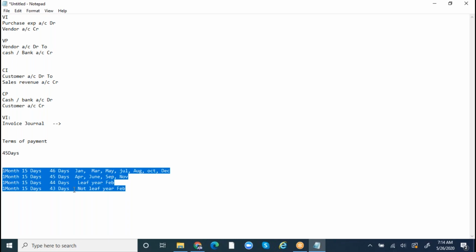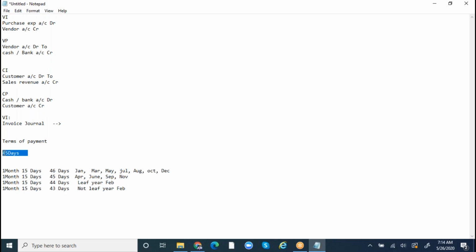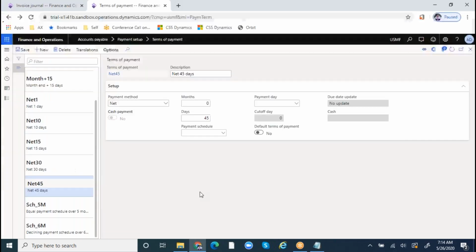I'm talking about the calendar. So 45 days is different from 1 month 15 days. Business people will speak like 1.5 months. Their intention may be 45 days, or may be this one. So you need to understand very clearly. You need to discuss with them whether they really want 45 days or 1 month 15 days. The reason is, whenever you are creating net 45 days, it will take typically 45 days.